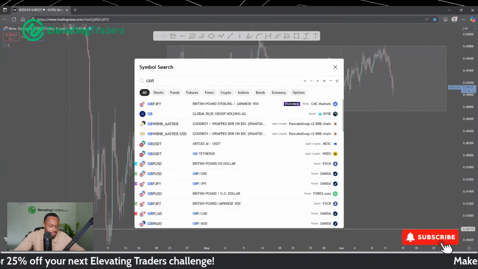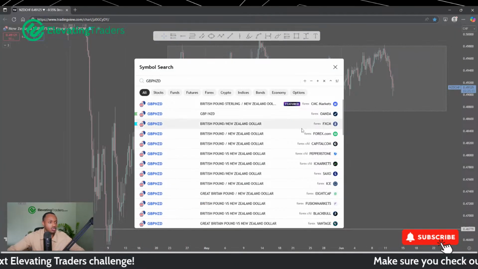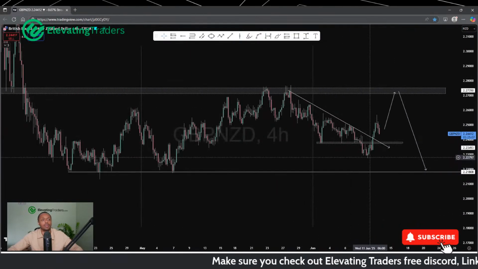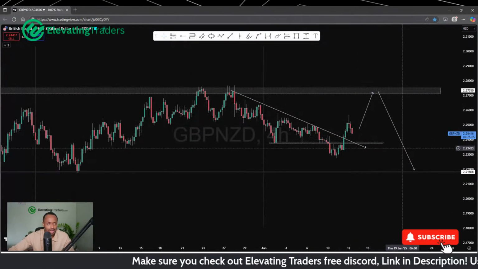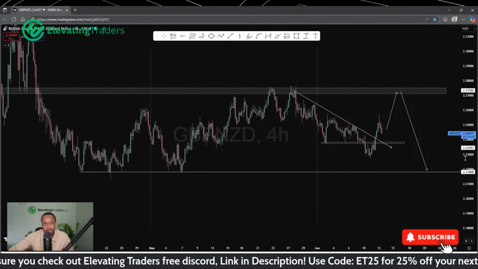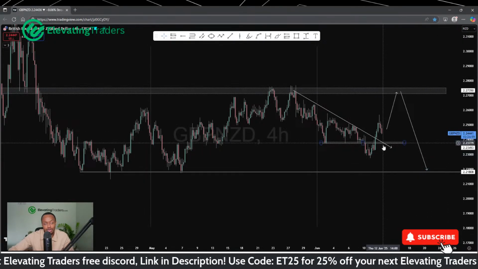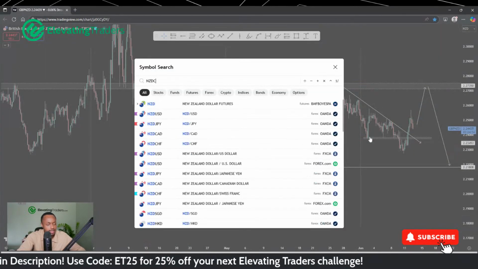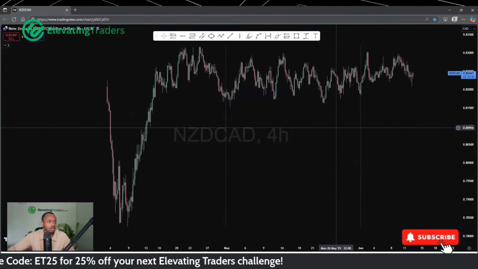And of course, pound NZD has been pretty bullish as well, although not really showing signs of momentum there. It looks like we're kind of stalling right now. Maybe NZD is weakening a little bit, maybe strengthening a little bit. I think pound's maybe weakening too. If I have a look at New Zealand CAD, that's been very choppy.